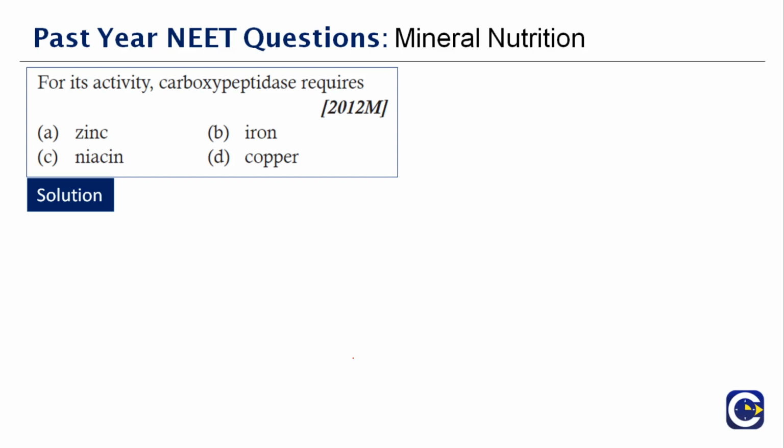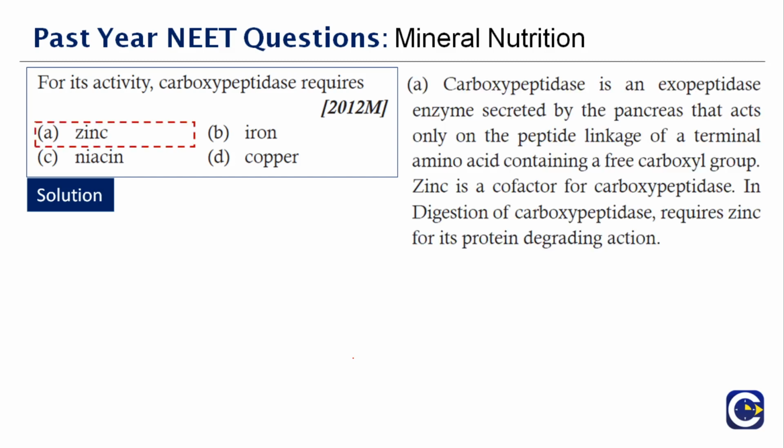Now for its activity, it requires zinc. It is an exopeptidase enzyme secreted in the pancreas, as we all know, and the action is seen in the small intestine. Zinc is a cofactor for carboxypeptidase. As I already said, macronutrients which enter your body have to be in the reduced form so that the body will absorb and utilize them for energy. If they remain in macro form, the body is not functioning properly. For its activity, carboxypeptidase requires option A, zinc.